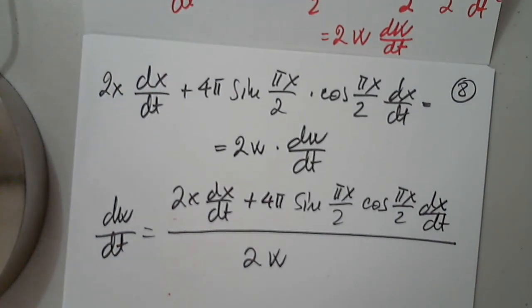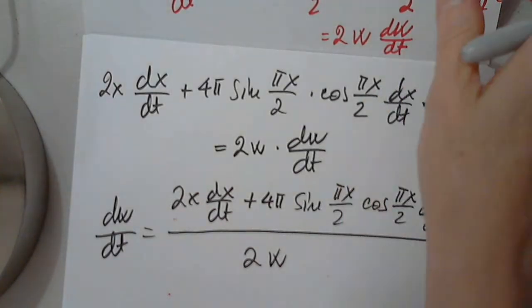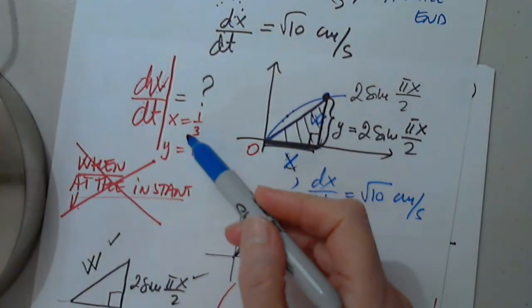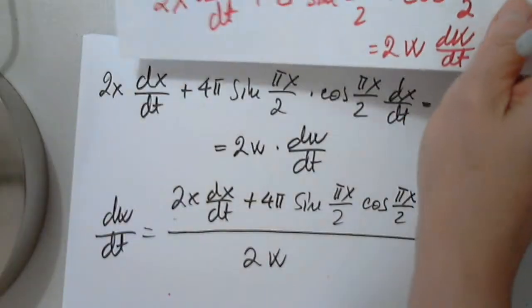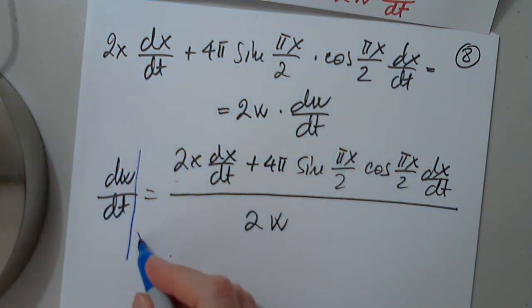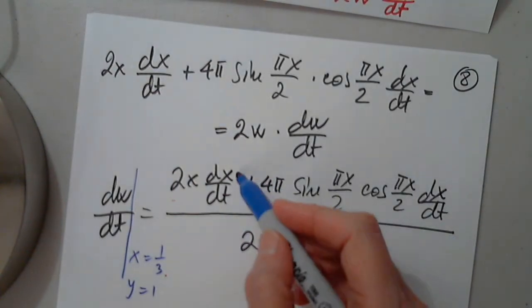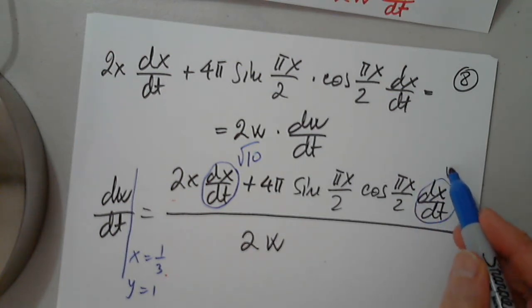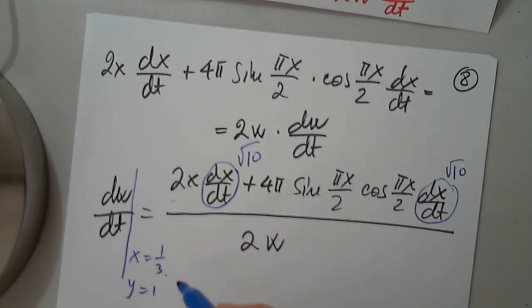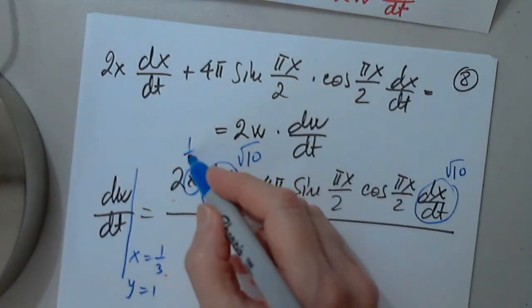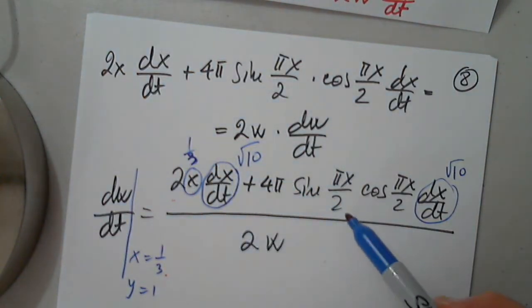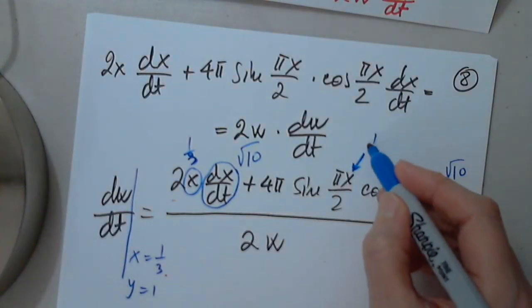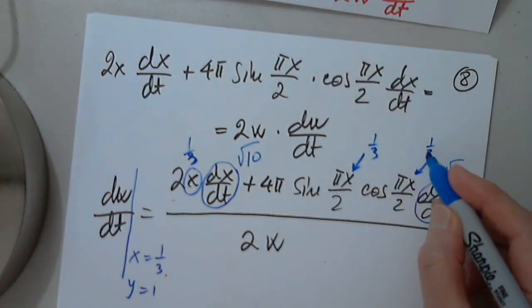So let's see what we have and let's see what we don't have. Now I plug in 1/3 for x and 1 for y. And dx over dt, I have that this is the square root of 10. I have that x is 1/3.